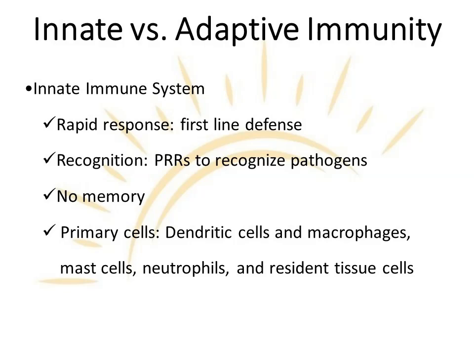Innate versus adaptive immunity. The innate immune system is the rapid response, the first line of defense. Recognition relies on germline-encoded pattern recognition receptors, PRRs, to recognize broad classes of pathogens. No memory in innate immunity. Primary cells include dendritic cells and macrophages, mast cells, neutrophils, and resident tissue cells.